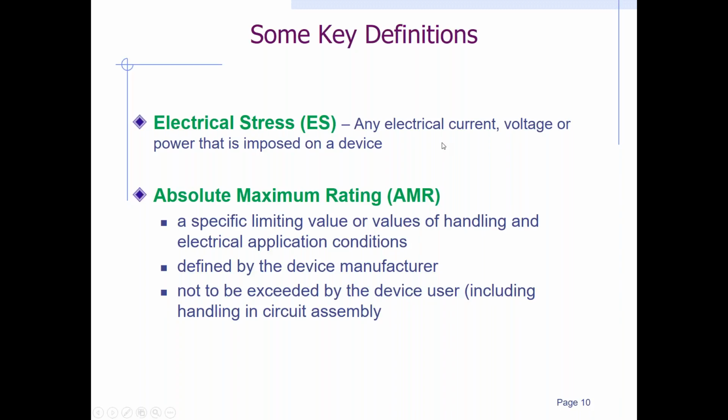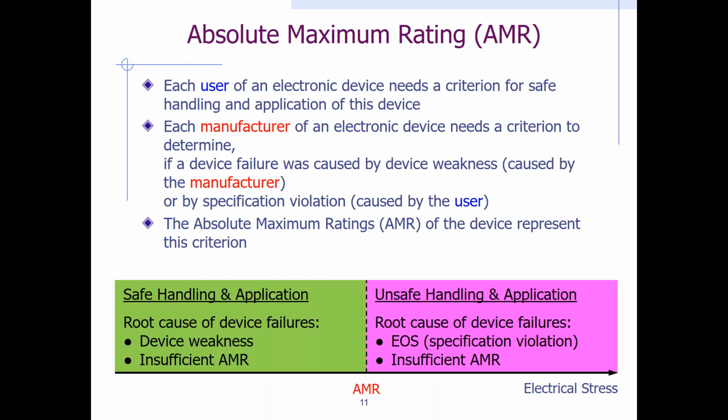And so that's where this second term comes in, which is the absolute maximum rating. Typically these are values that are included in device data sheets or other device documentation that'll tell you about specific absolute limiting values for handling and applying the use of devices. And we'll talk a little bit more shortly about how that relates to other limits on devices. The AMR is designed by the manufacturer, and here's a little bit more information about it. So the user needs to know what is the safe usage of this device. So the supplier does quite a bit of work to understand what is the limit on the use of the device.